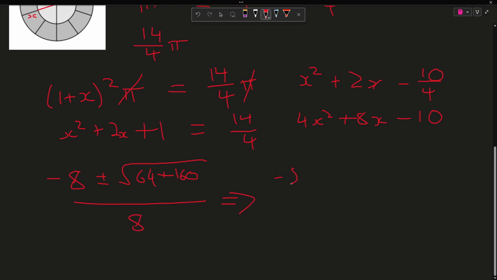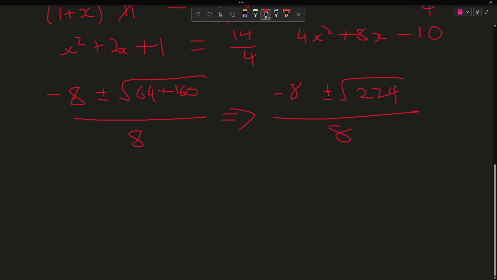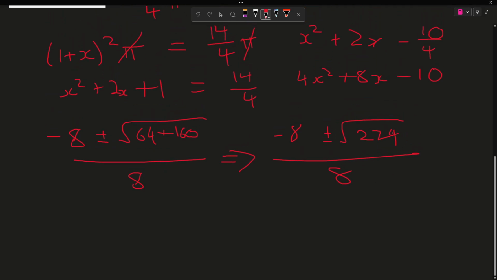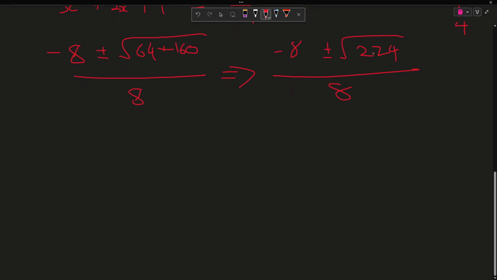That simplifies to minus 8 plus or minus the square root of 224 over 8, I think. Now, you'll need to try to simplify this, because I think in the answers they gave, this wasn't an answer. Also, considering you've got two 8s here, I'm assuming this will give you a multiple of 8 or a multiple of 4. So I tested with square numbers and found out that 16 works, because this is just 16 times 14, 224.